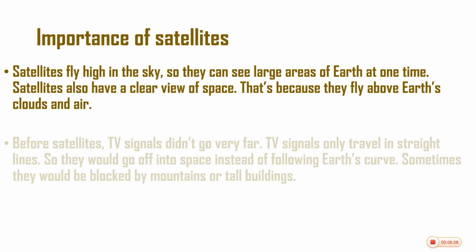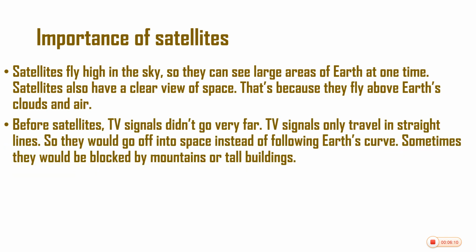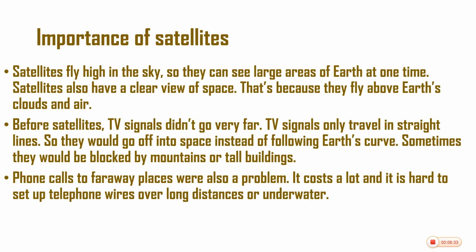Another importance of the satellite is that before satellites, TV signals didn't go very far. TV signals only traveled in straight lines, so they will go off into space instead of following Earth's curve. Sometimes they will be blocked by the mountains or tall buildings, but with the help of the satellites, all this interference has been overcome.